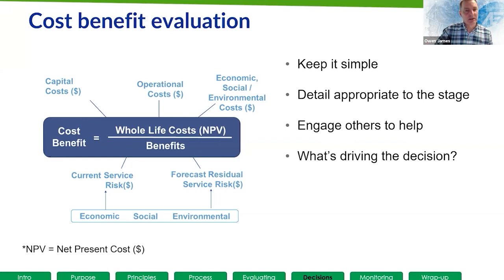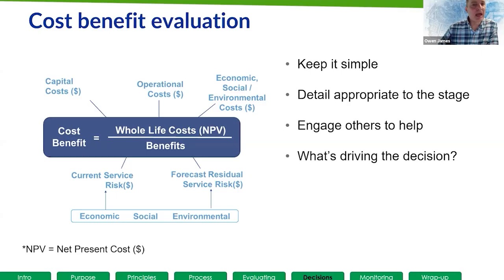Either way, this cost-benefit process kind of holds up. You can do it at optioneering stage, at investment prioritization stage, or at a sort of brainstorming stage. It doesn't really matter. You can do it at any time. You definitely need to engage others, and then you need to take a step back and look at what's driving the decision.